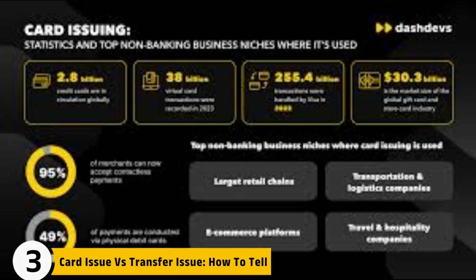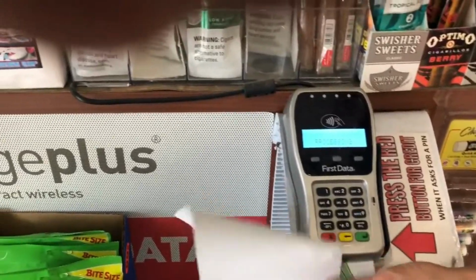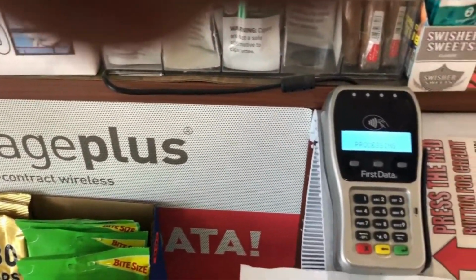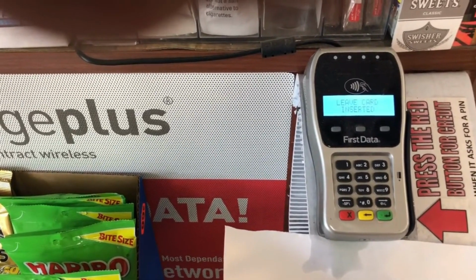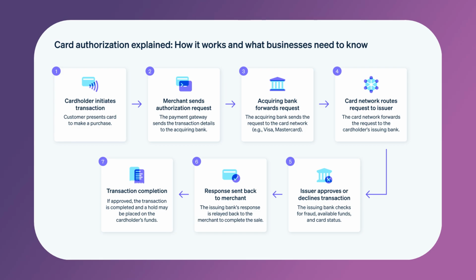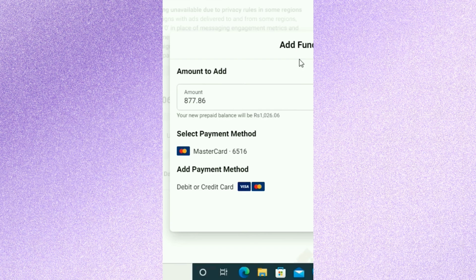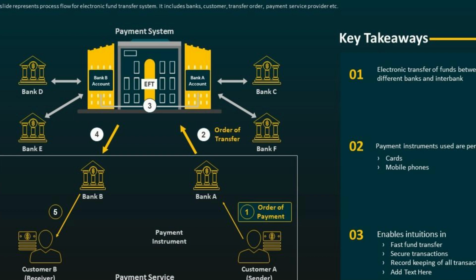Step 3. Card issue versus transfer issue. How to tell. It's important to understand whether you're dealing with a card problem or a transfer problem, because the solution is different for each one. If your Wise card is not working at a store or online, but your transfers are fine, then the issue is likely related to card authorization, limits, or temporary outages. In this case, checking the status page and your card settings is the best approach. On the other hand, if your card works but your transfers are delayed or stuck, then the issue is likely within the transfer system or bank processing stage. Identifying this difference helps you avoid unnecessary troubleshooting steps.